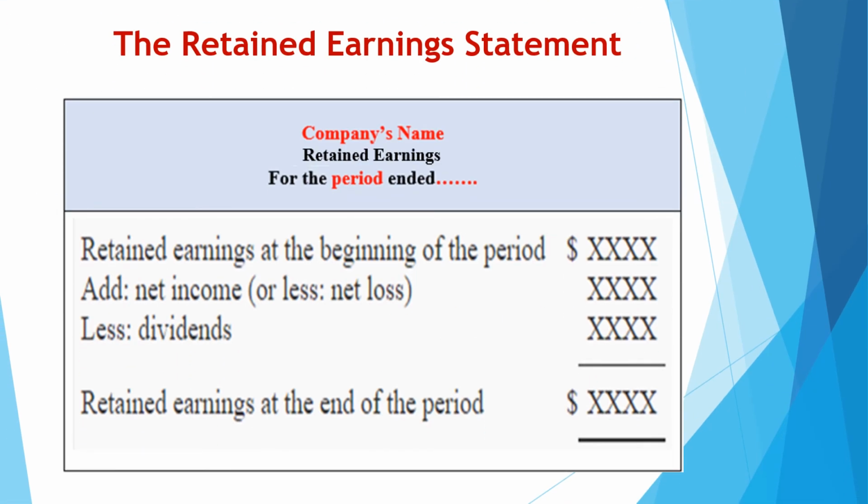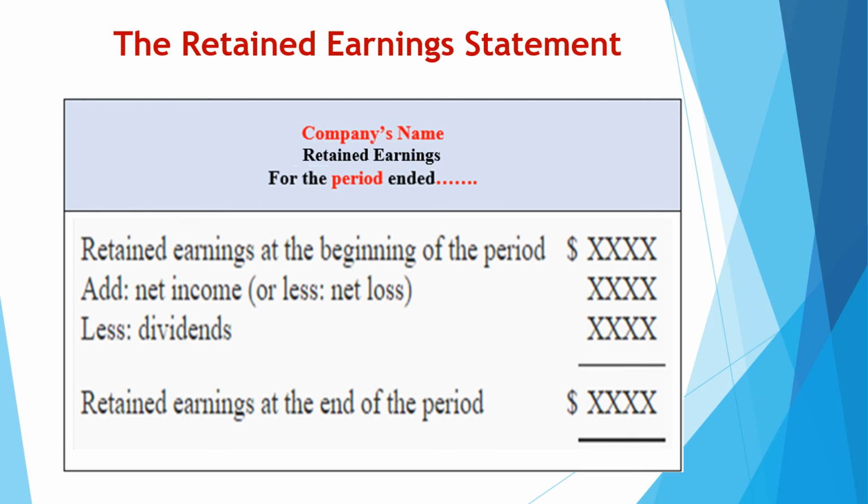Now let's have a look at the form of the retained earnings statement. We start with the title. Actually, the title of the retained earnings statement is similar to the title of the income statement with one exception, that we write retained earnings instead of income statement. So in the title, we start with the name of the company, then we write retained earnings, and finally we write the period of the retained earnings.